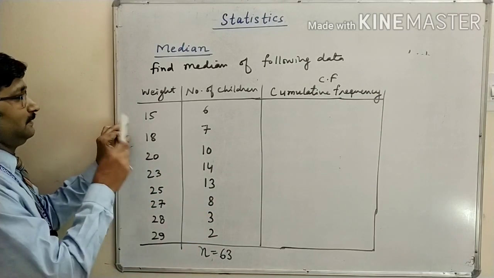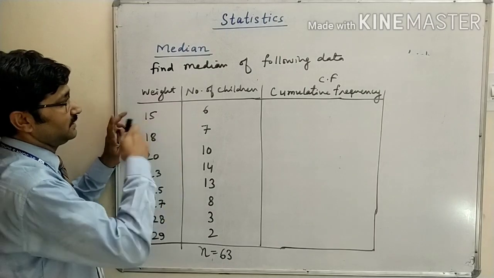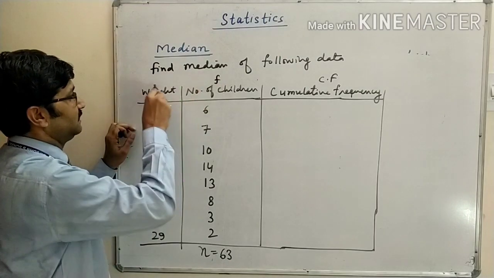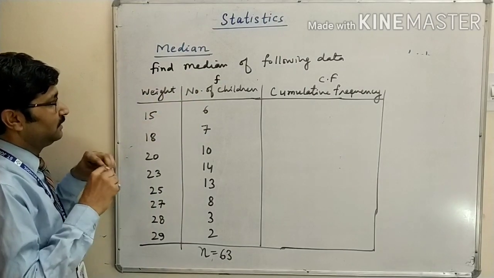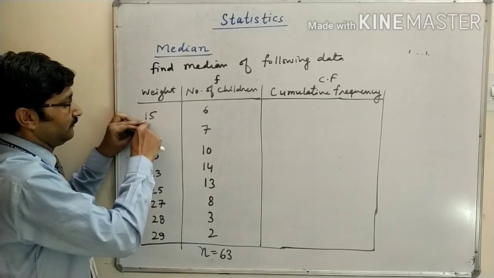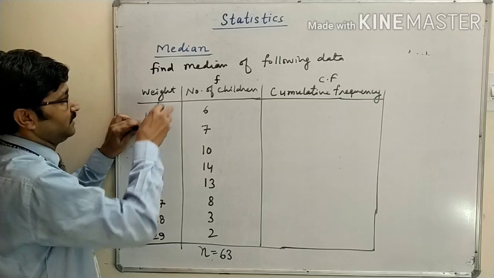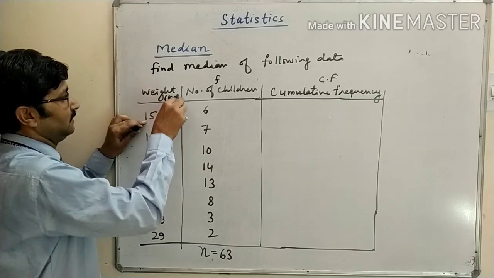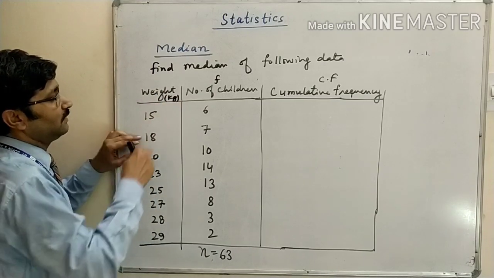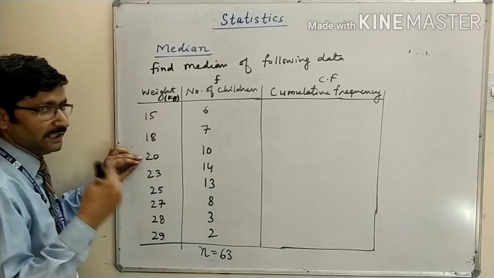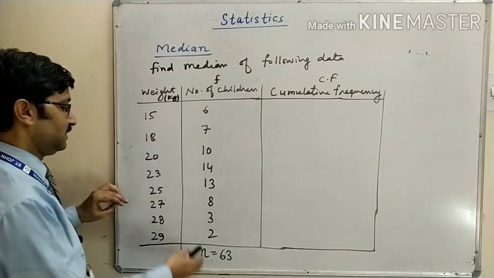Look here, the number of children is the frequency, and the weights are the observations. A weight of 15 kg is for 6 students, 18 kg is for 1 student, 20 kg is for 10 students. So this type of data continues.